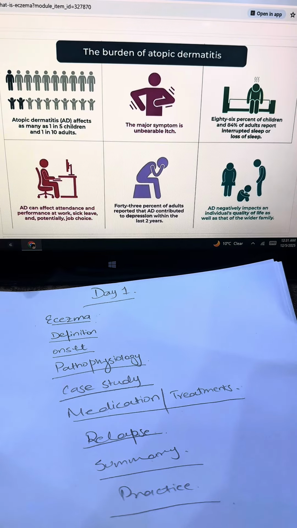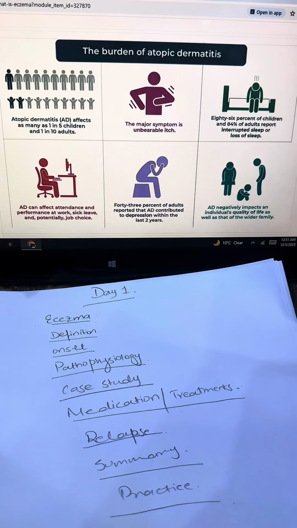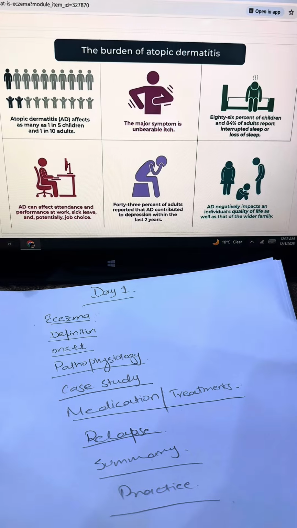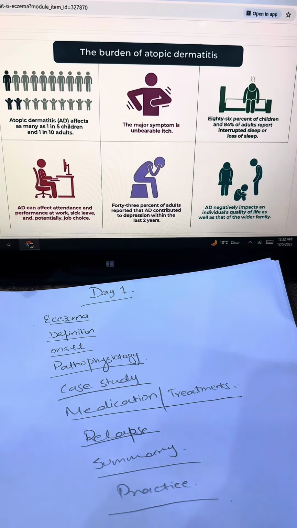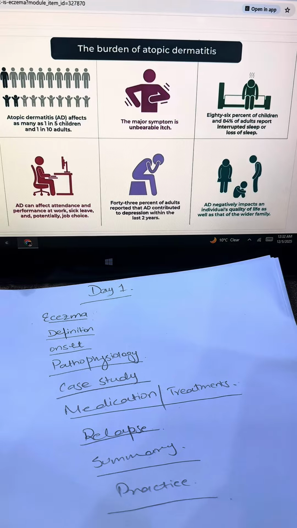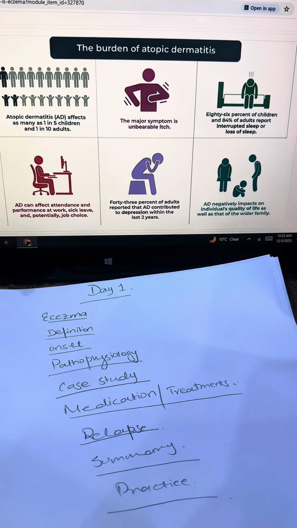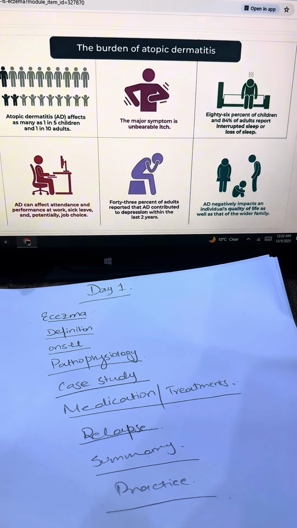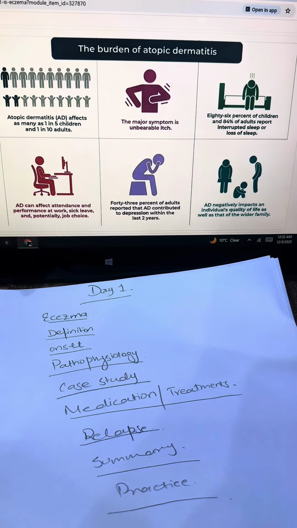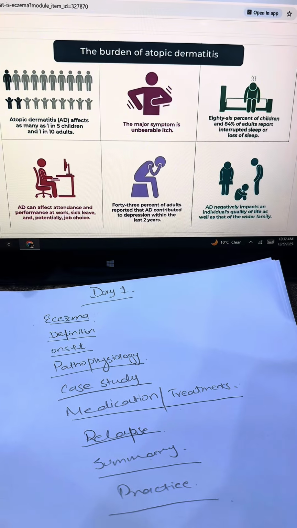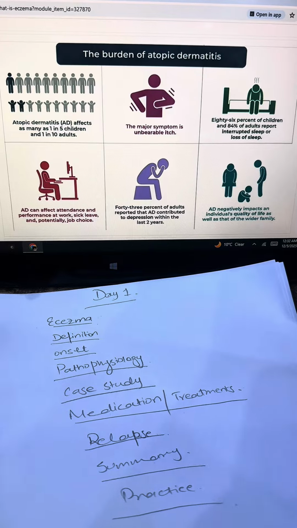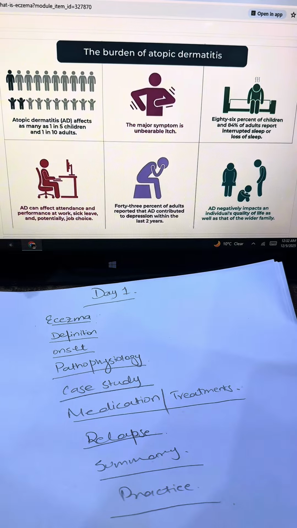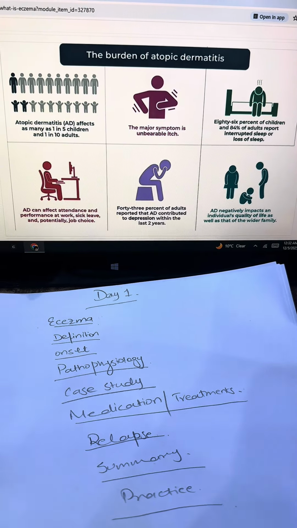86% of children and 84% of adults report interruption and loss of sleep, which negatively impacts them. The person cannot handle the social and economic burden. 43% of adults report that atopic dermatitis led to depression within the last 2 years. Atopic dermatitis can affect attendance, work, sick leave, and potentially jobs.